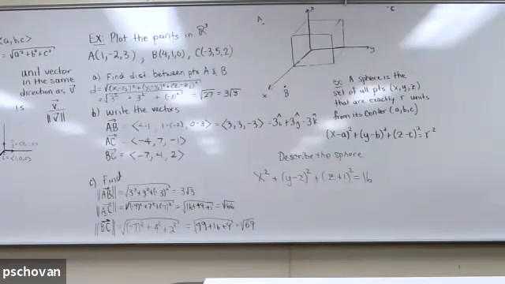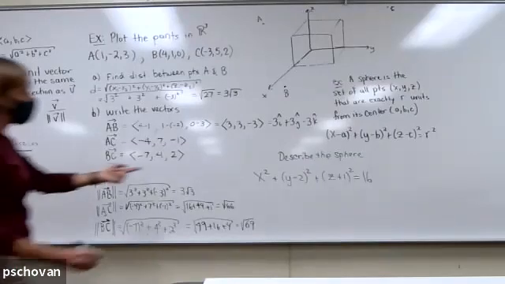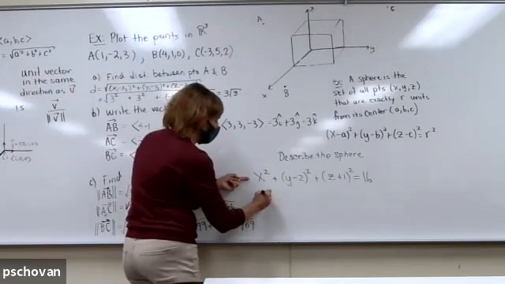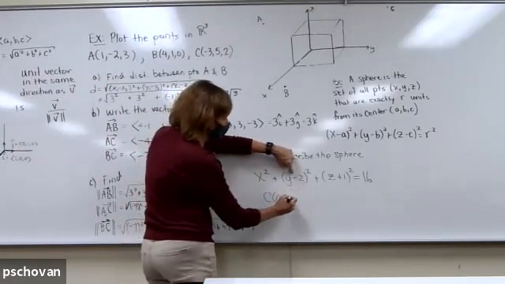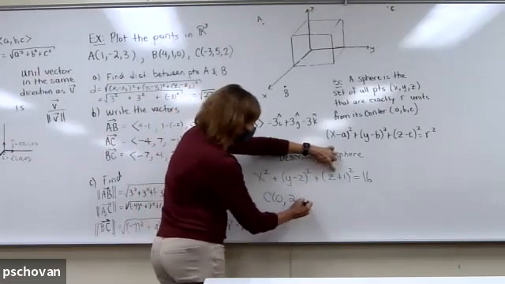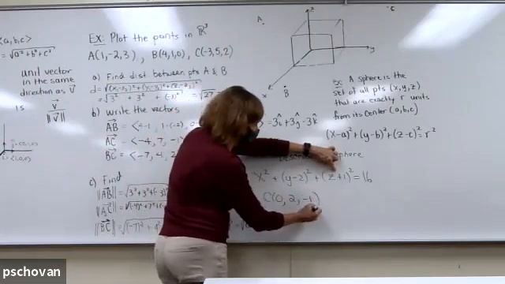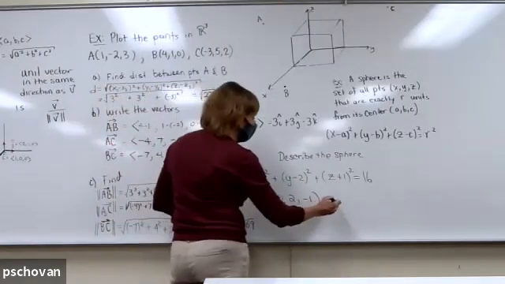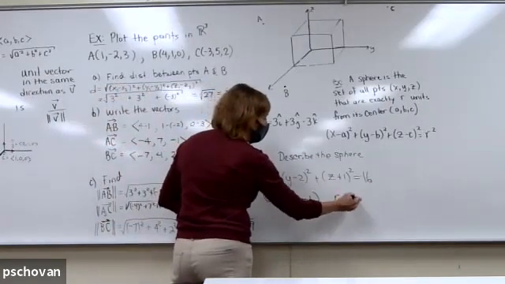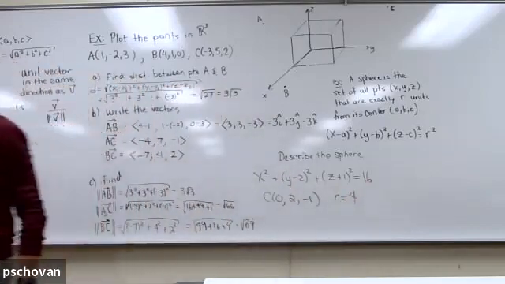So it's centered at (0, 0, 2, -1), raised to 4. Good, good. I haven't shifted away from the origin, so the center is at 0. This moves it 2 units in the positive y direction. This moves it 1 unit in the negative z direction. So its center is at (0, 2, -1). This is the radius squared, so the radius is 4.